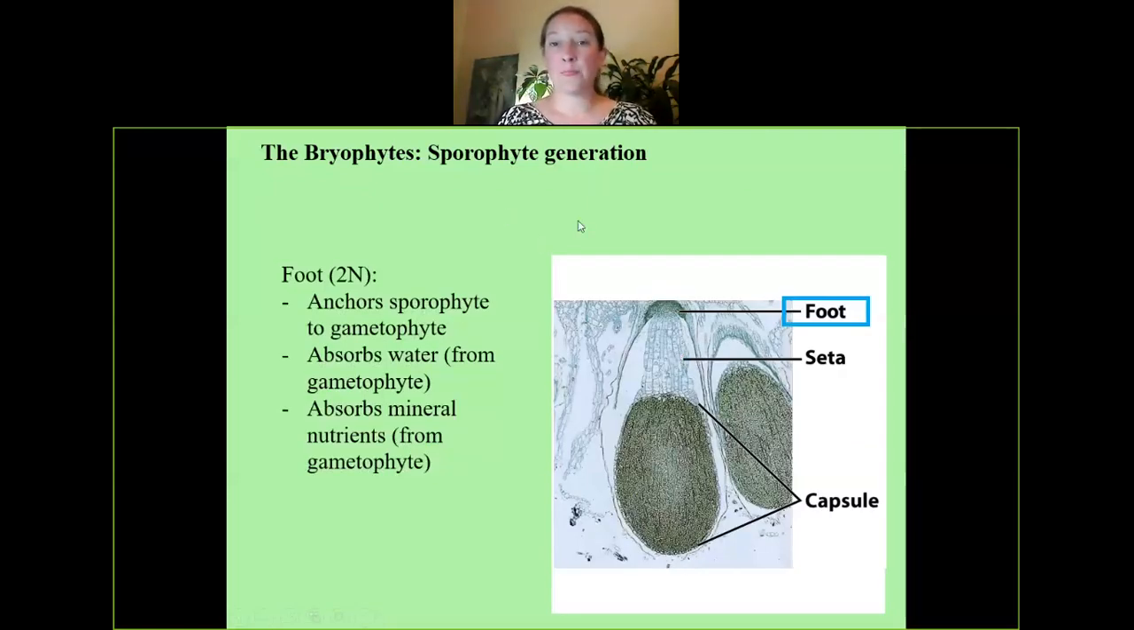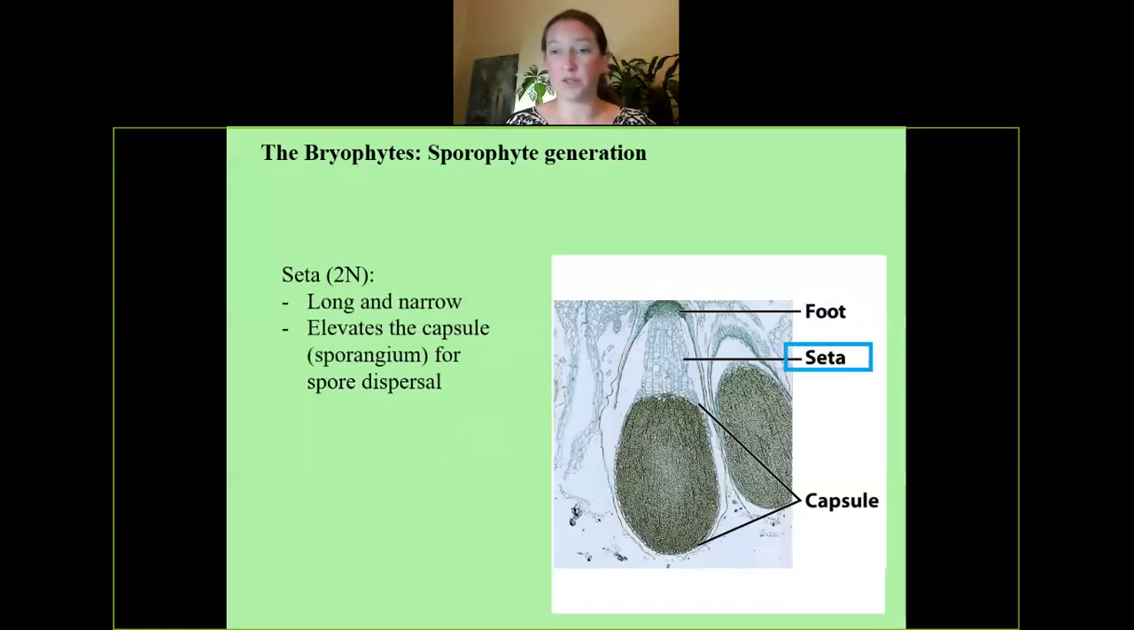Okay, right. So this is what I was just saying before. The foot of the sporophyte plant attaches to the gametophyte plant. That's where the sporophyte plant is going to be held in place. It's also, remember, the sporophyte plant can't make its own food and it cannot make its own water. This is in the non-vascular plants. It's going to get that from the gametophyte plant. So the foot is also where it's going to be able to absorb water and mineral nutrients from the gametophyte plant.